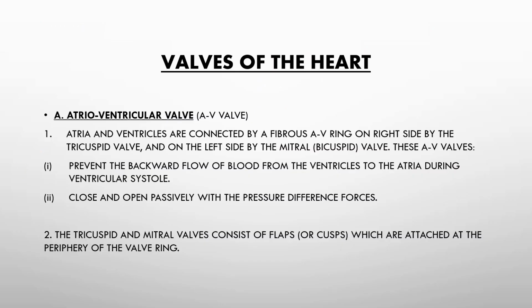Next comes the valves of the heart. First of all, what are valves? Valves are actually flaps that act as a one-way inlet for blood getting into the ventricle and a one-way outlet for blood leaving the ventricle. Correct? These valves prevent the backflow of the blood. So what are the types of valves we have? We have the AV valve, the atrioventricular valve, and other types that we are going to discuss in our next slides. Firstly, what are AV valves?